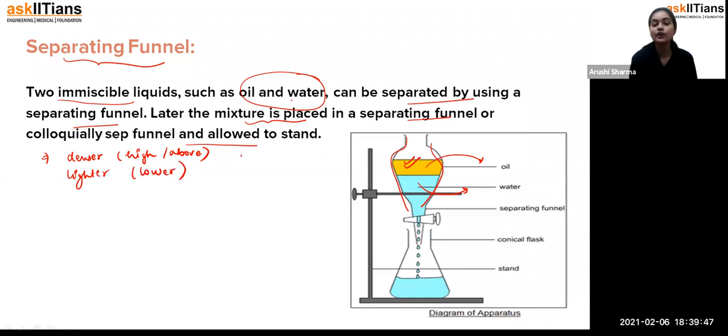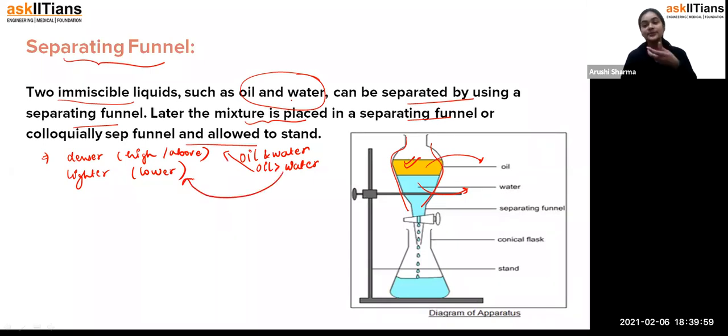Okay, so if we talk about oil and water, in that condition, which one is denser? So obviously, oil is denser than water. So oil will occupy the upper layer and water will occupy the lower layer. So student, what you can do is turn on the knob, and the water will flow down, and the oil will remain there. After that, you can separate out the oil from the funnel also. So that's how, student, this separating funnel is used for immiscible liquids. When we have to separate out immiscible liquids, we use this method.